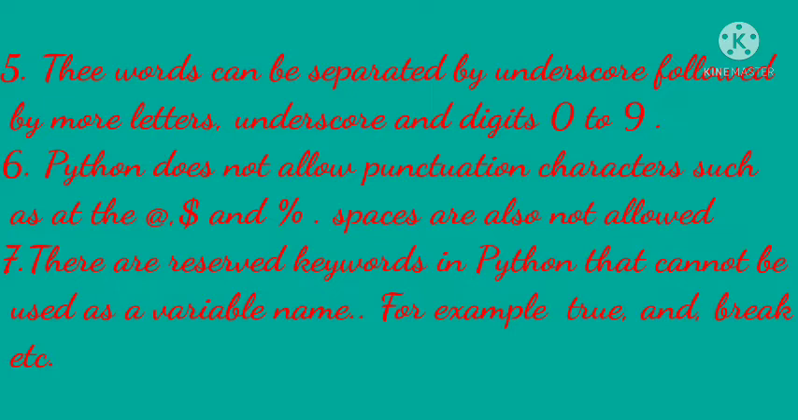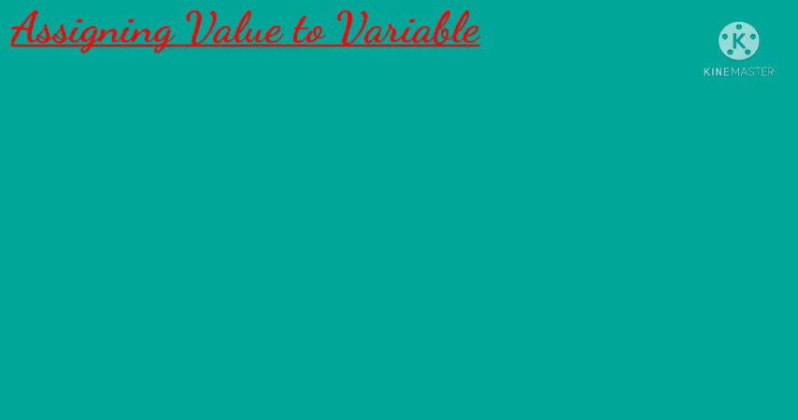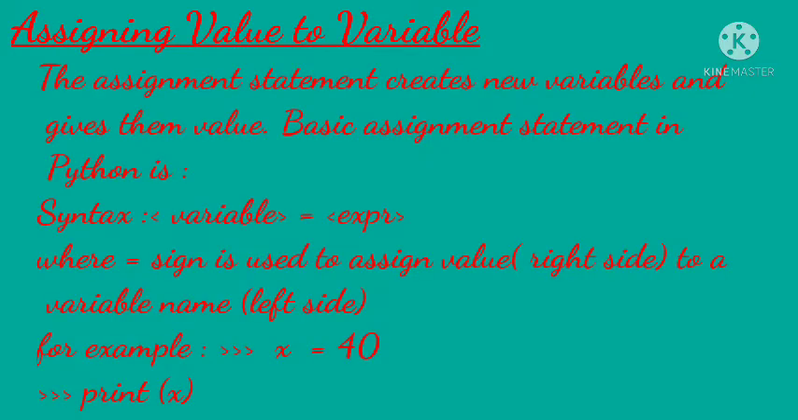In Python, there are some keywords that cannot be used as variable names. For example, True, and, break, etc. Now we are going to study how to assign a value to a variable. In Python, we can use assignment statements to create variables and to give them values, and its syntax is variable name is equal to expression. The equal to sign assigns the value given on the right side to the variable given on the left side.